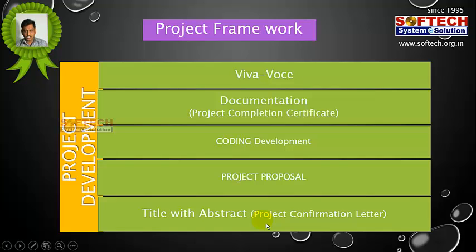So the collection of these is called the project proposal. The project proposal is around 30 to 50 pages. So after the project proposal, we can start the software development.